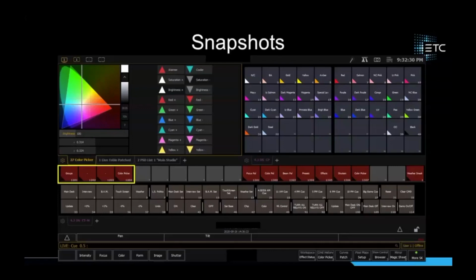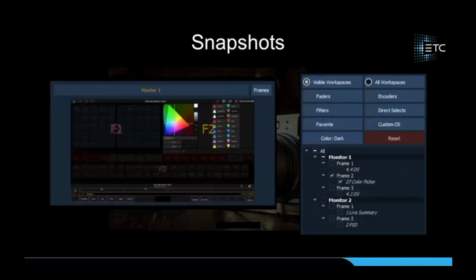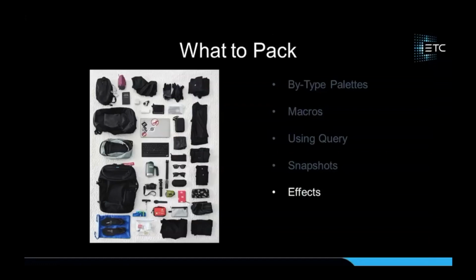Looks like that is all, so I'm going to keep going if I can find where I was here. All right, so the last thing I want to talk about is effects. And again, I'm not going to write any specific effects here, just like macros. I'm going to talk in more general terms about some best practices and rules to think about when you're creating effects that you want to be able to bring from gig to gig.